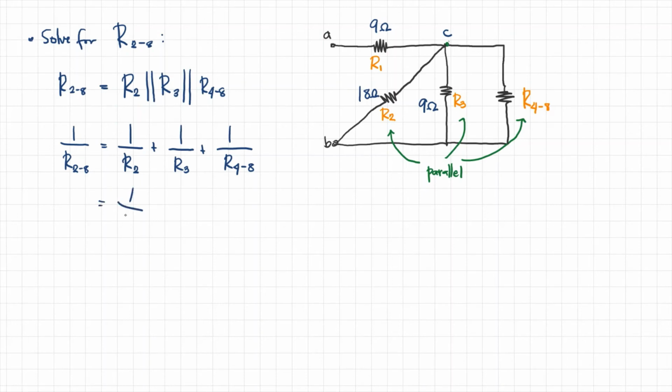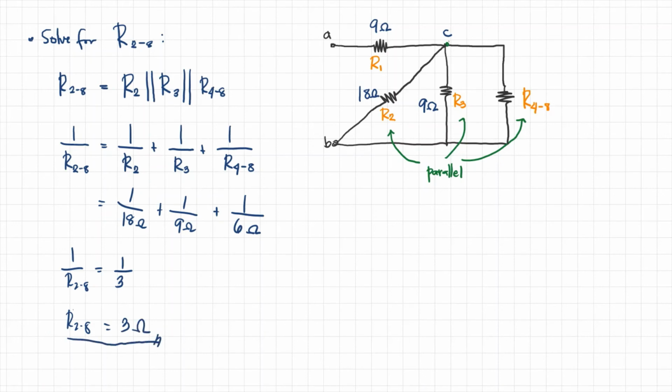So 1 over 18 ohms, plus 1 over 9 ohm, plus 1 over the 6 ohm that we have calculated a while ago. So therefore, we have 1 over R2-8. If you use your calculator, you can simplify the above equation to 1 over 3 ohms. So therefore, R2-8 is equal to 3 ohms. So since we have already solved for that, we can further simplify this.